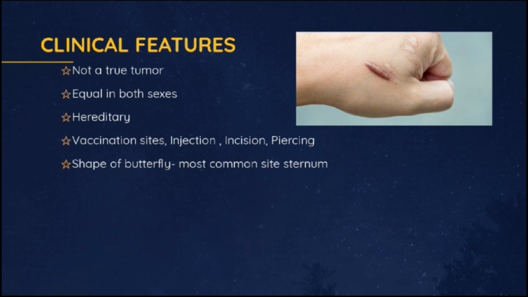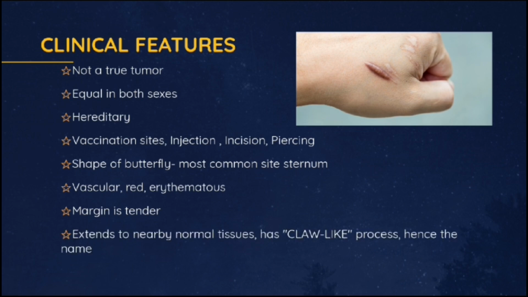Now, the keloid can be red, vascular, and erythematous in nature, and the margins can be tender, and they can extend to the surrounding tissue with a claw-like process, and that is the reason why it is called keloid. Keloid or claw-like, it's easy to remember. And also there will be severe itching of this keloid. So that's all about clinical features.